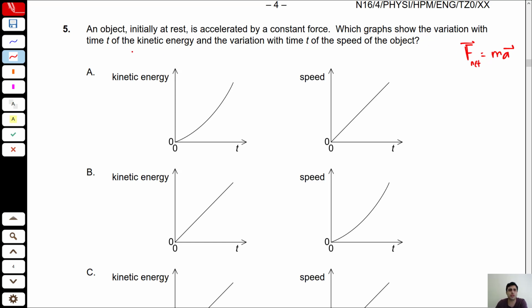Which graph shows the variation with the time t of the kinetic energy and the variation with the time t of the speed of the object? Okay. Now, looks like there's a constant force. So on the right hand side we have a graph of speed versus time. So as you still remember, displacement, velocity, acceleration. So going forward is finding the slope. So right now we have a graph of velocity versus time, and we need to find acceleration, so we have to find the slope of this graph. So the slope of all these graphs, slope represents acceleration.